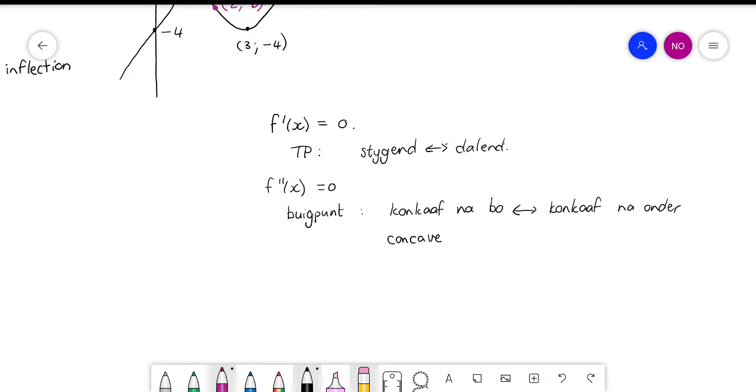I think that's how you spell it in English. Concave. Okay, so concave. The concavity of the graph changes at the point of inflection. Okay. En die maklikste manier om daaraan te dink is om te dink aan die vorm van 'n parabool.